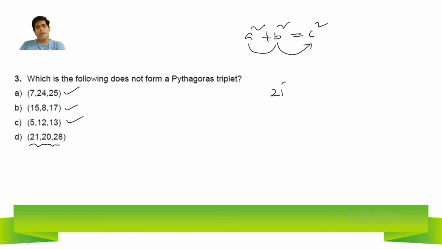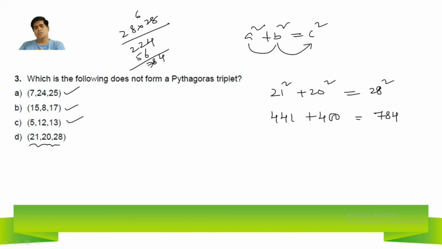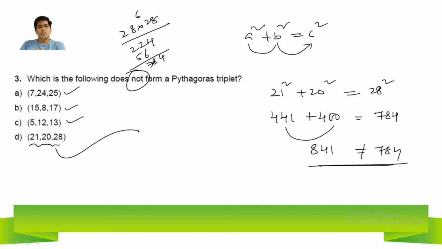So 21 square plus 20 square, is it equal to 28 square? 21 square, 21 into 21, is 441, plus 20 square, clearly it is 400. 28 square is 784. So what about 441 plus 400? Clearly this is 841, which is not equal to 784. So this is not a Pythagoras triplet. So D does not form a Pythagoras triplet. Here we are choosing option D.